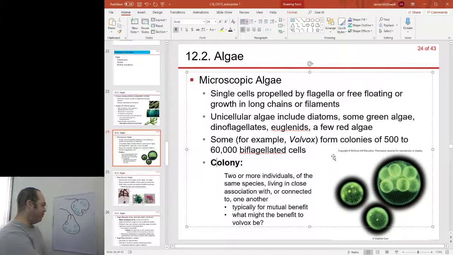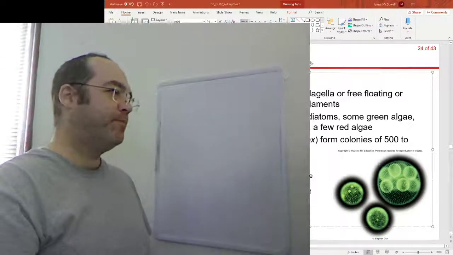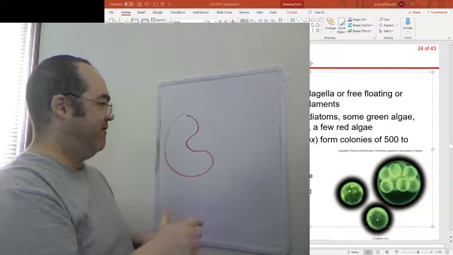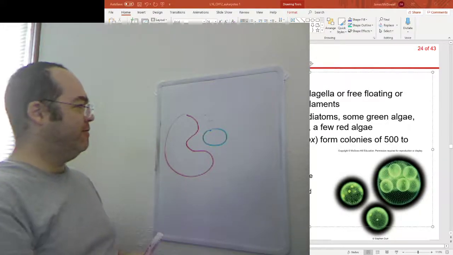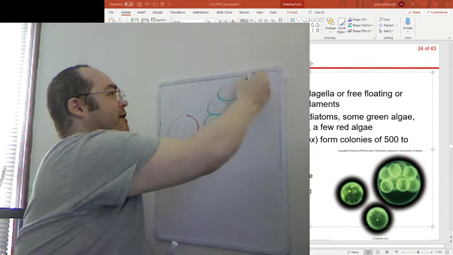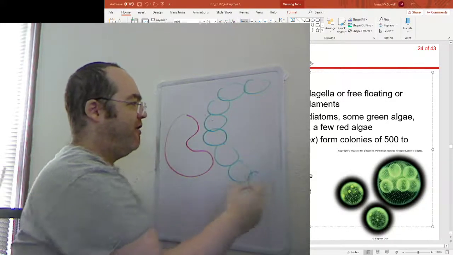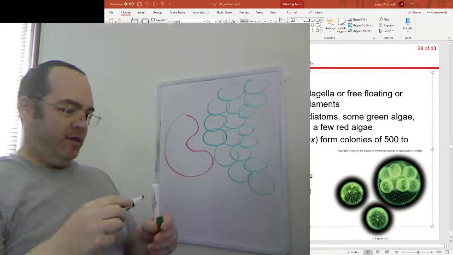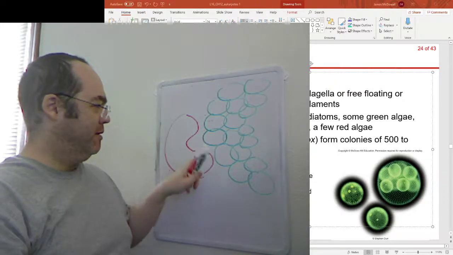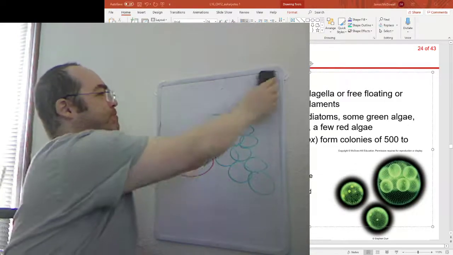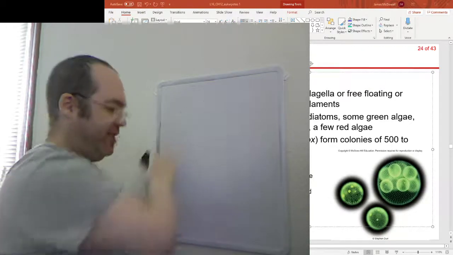Colonies are good for a few different reasons. Think about an organism trying to eat you. If you are a single algal cell, you can get eaten pretty easily. But if you consist of a colony of hundreds, if not thousands of cells, you then are not lunch for these organisms who are trying to eat you up.